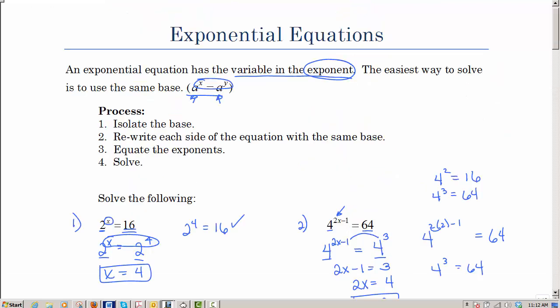So again, if we can get them to be the same base, we want to isolate the base, rewrite each side of the equation with the same base, equate those exponents, and then solve. What happens when you can't get it to be the same base? Then we have to use logarithms. That's in the next video.